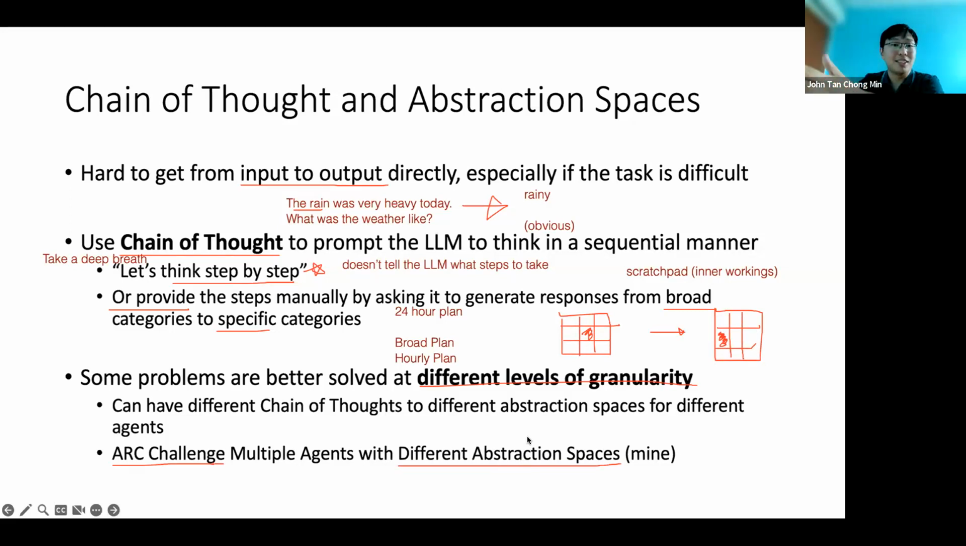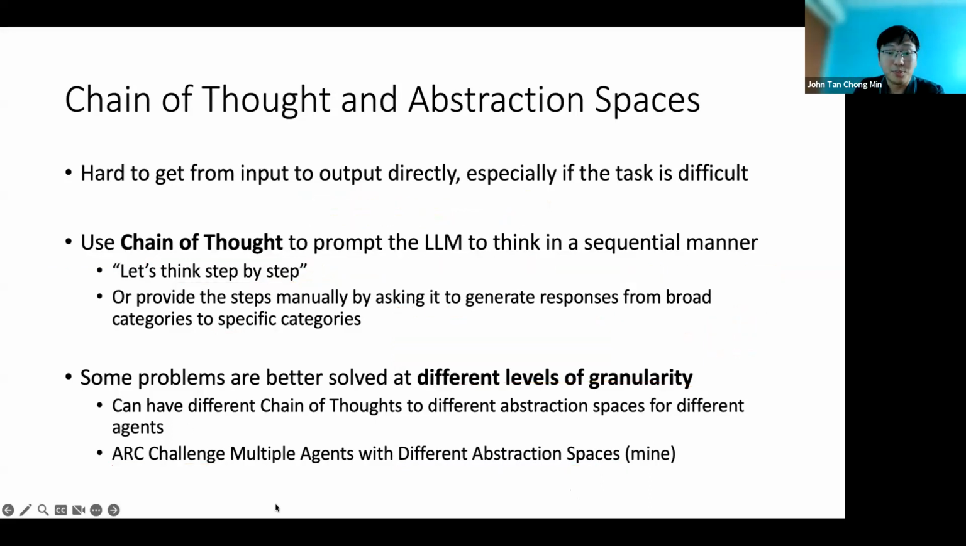But with another abstraction space, like object or pixel, you might solve another group of problems. So I believe that there's this kind of hierarchy that's needed. You need to think at different levels and choose the right level for your problem. So this chain of thought should apply to different levels of abstraction spaces as well, not just to one single abstraction space like what is done right now. This is something that I'm proposing, so you all will hear more about this soon. Any questions so far?